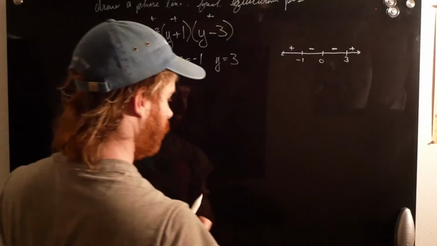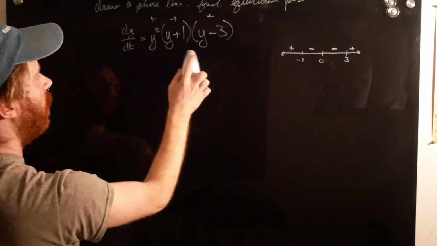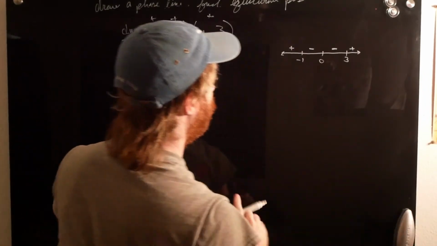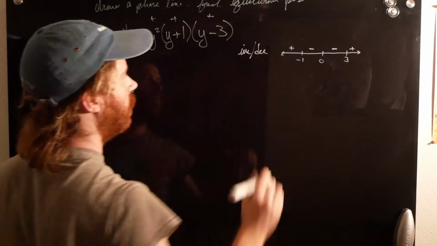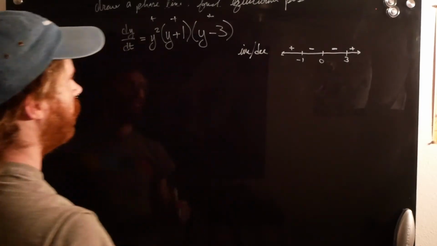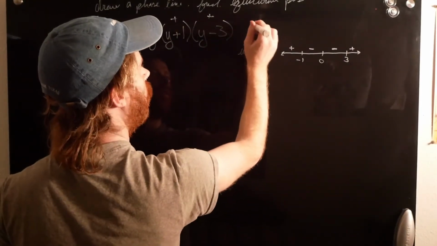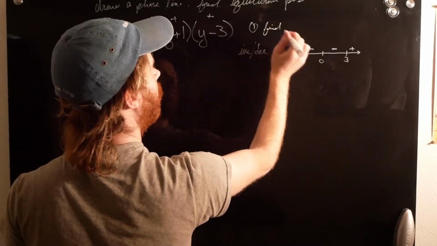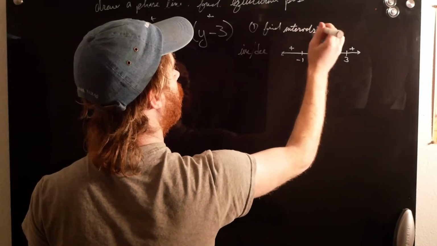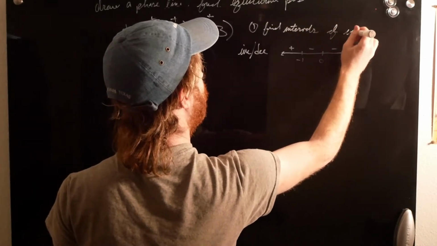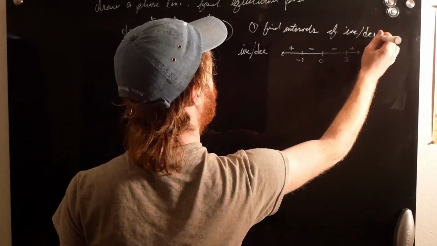So now this is what tells us where it is increasing or decreasing, right? We won't draw the graph just yet. We still have some more stuff to do. I'm going to write out the steps. So one would be to find intervals of increasing and decreasing, right?